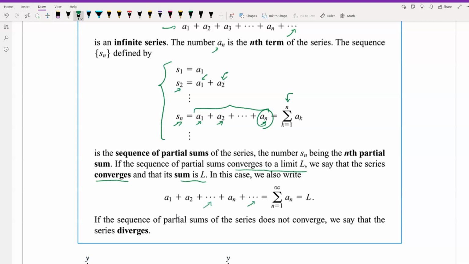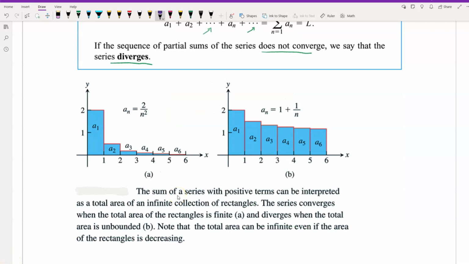If the sequence of partial sums of the series doesn't converge, we say that the series diverges. So if it doesn't converge, that means that it diverges. So in this case, we have a sub n, from 1 to 6 at this point.